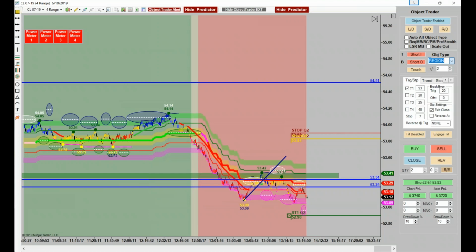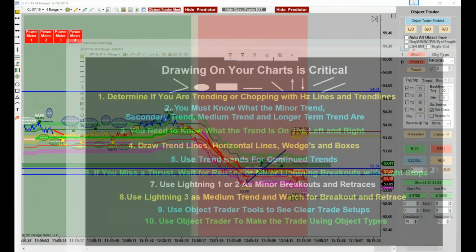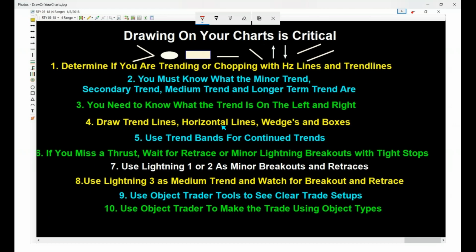All we've all got to do is just trade them, right? We've got regions, bar closes, lightning trades, sniper trades, ray trades, all of it. And the reason we designed it all is right here, because you need to draw on your charts. And if you draw on your charts with real indicators, you can actually take those trades with real indicators, with a real strategy called Object Trader.